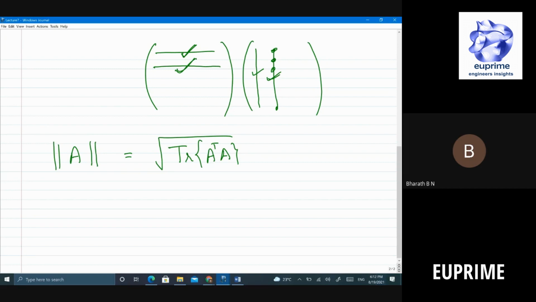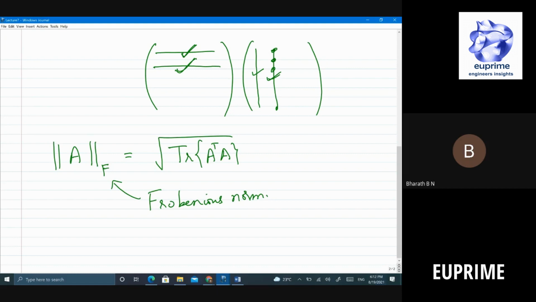And if I take the square root, that gives me a norm, right? What is that norm called? There is a name for it. It's called the Frobenius norm. Is that okay? Fine. So this is how you get the Frobenius norm.